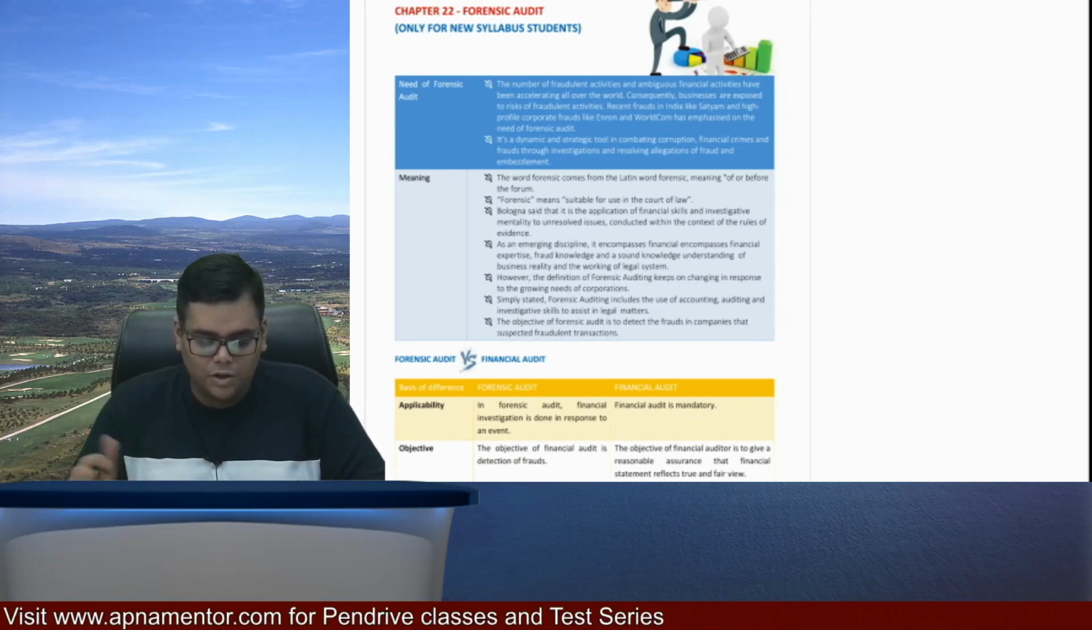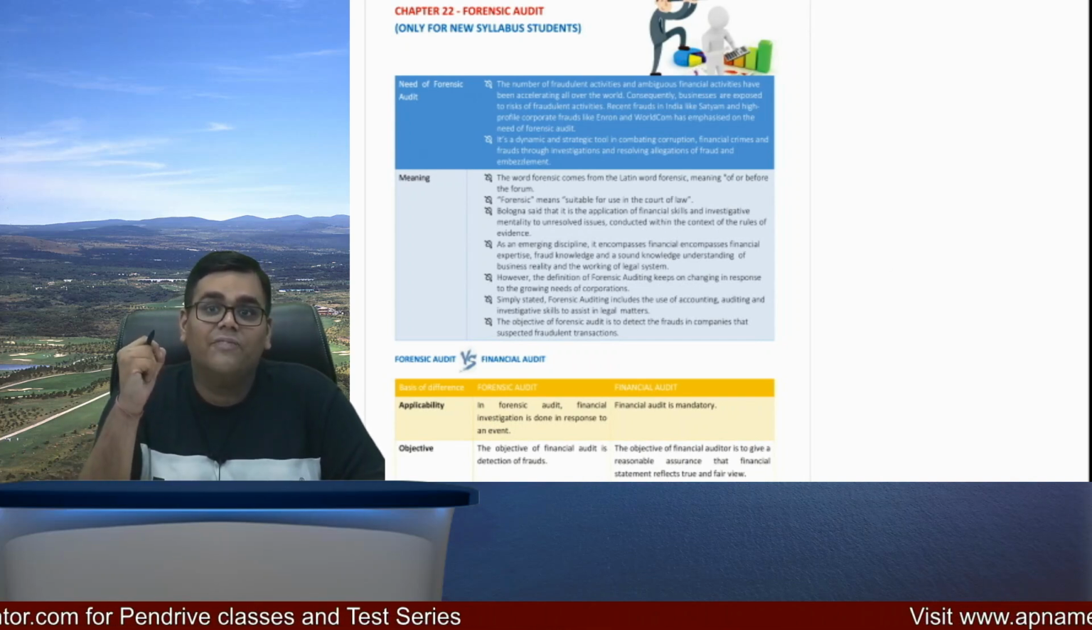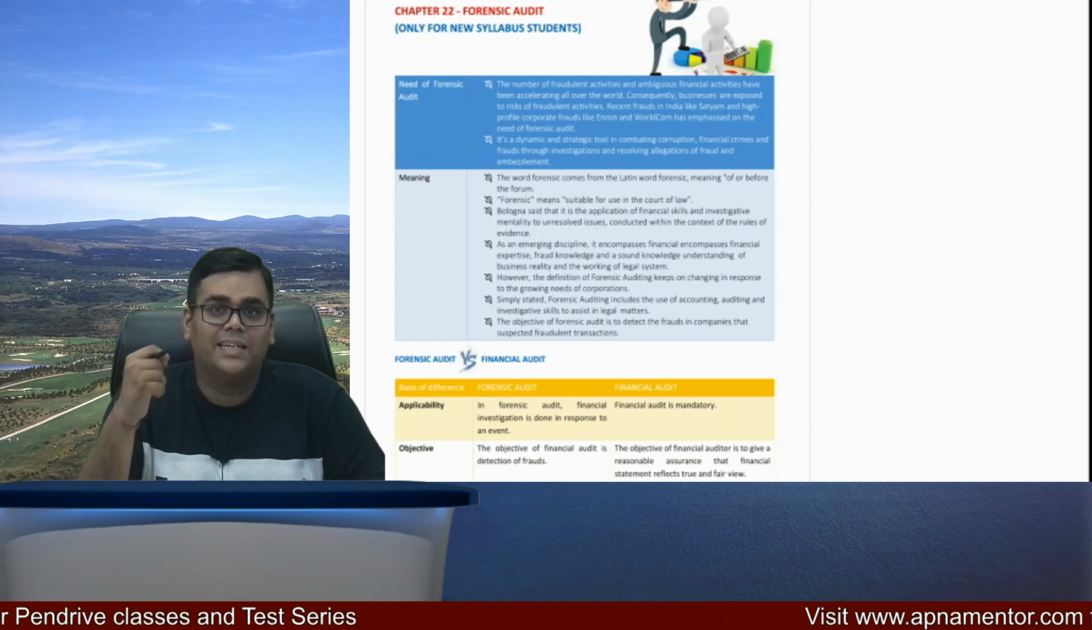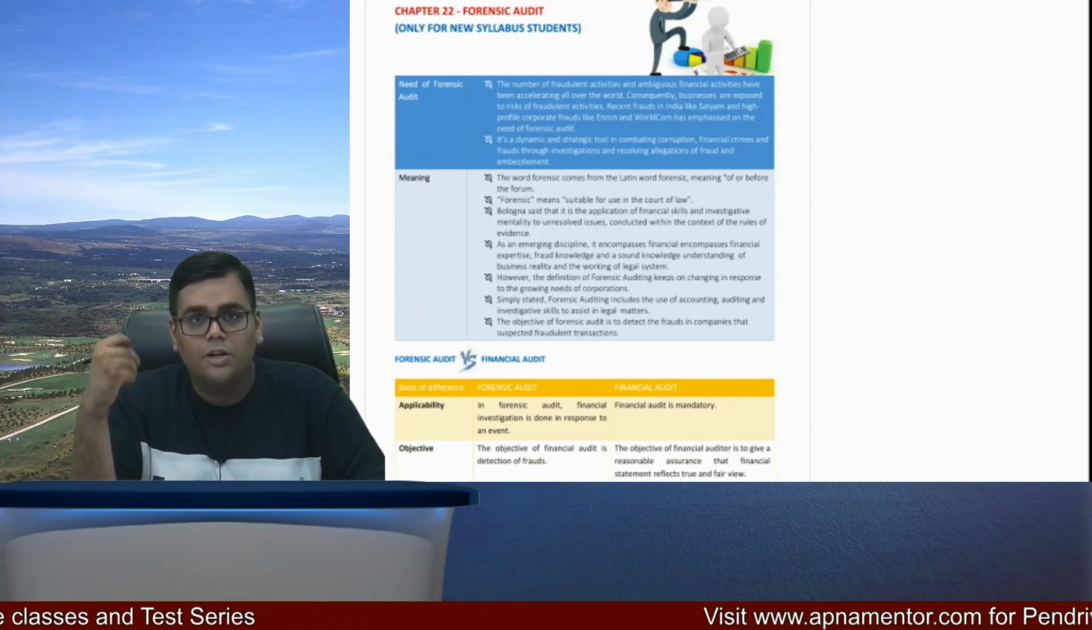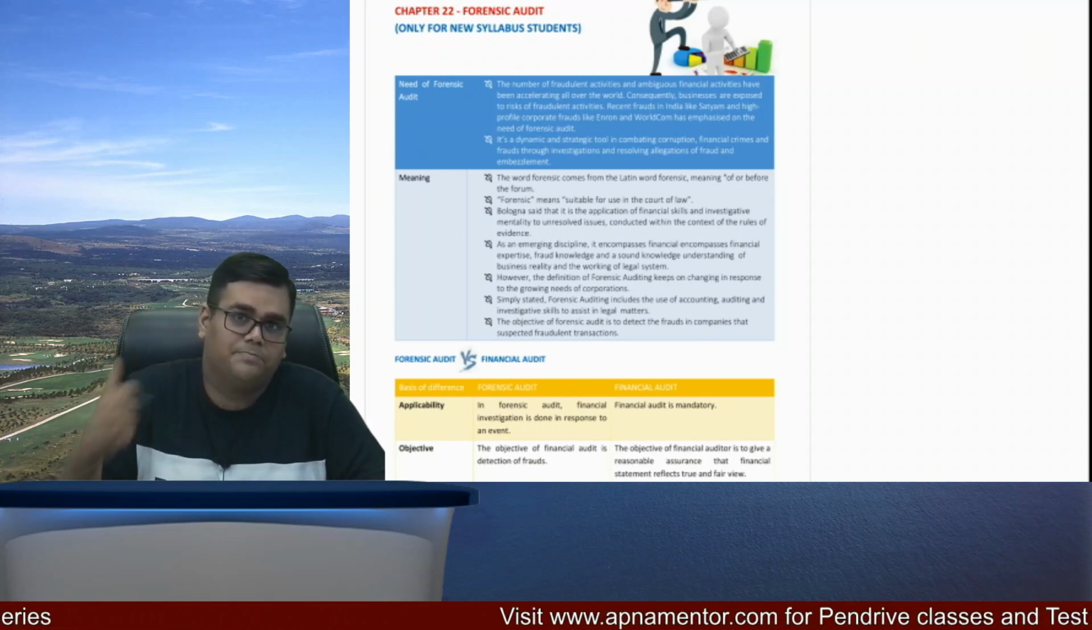So what is forensic audit? Basically, it's a financial investigation. It's not an audit of the financial matters. It's a financial investigation that is done in response to an event.